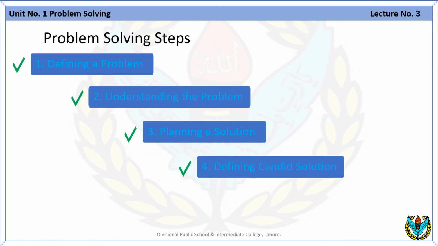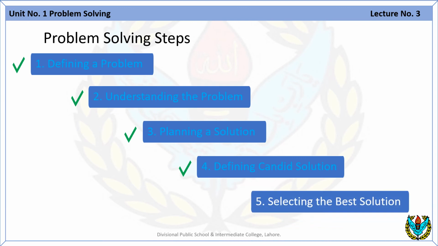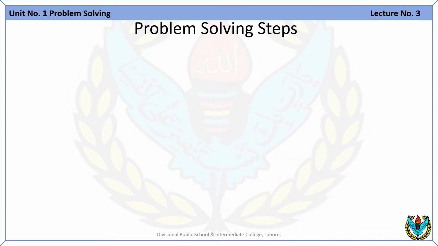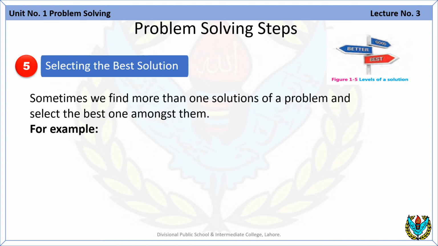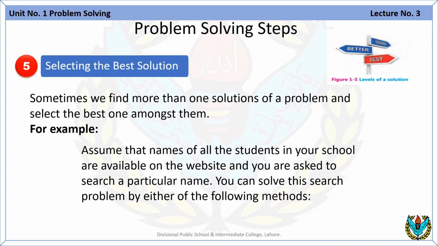Now we will discuss the last step of problem solving, that is selecting the best solution. Sometimes we find more than one solution to a problem and select the best one amongst them. For example, assume that the names of all students in your school are available on the website and you are asked to search a particular name.